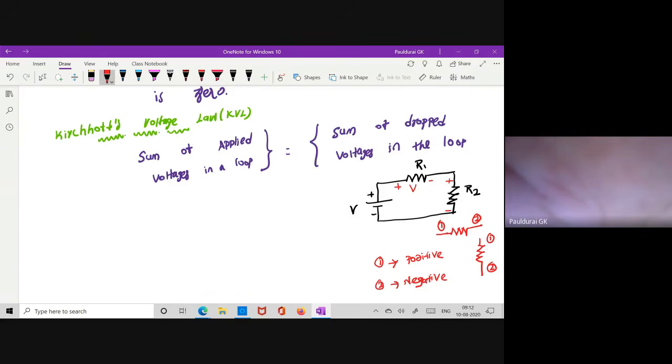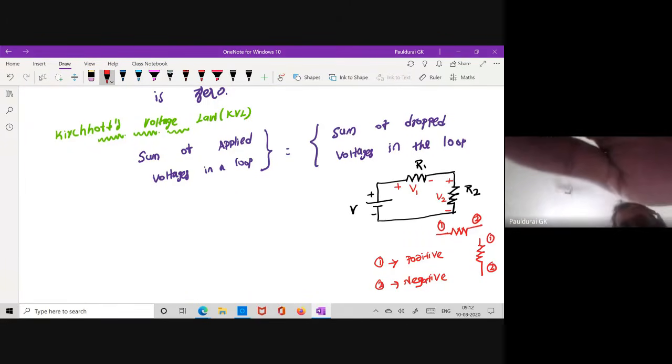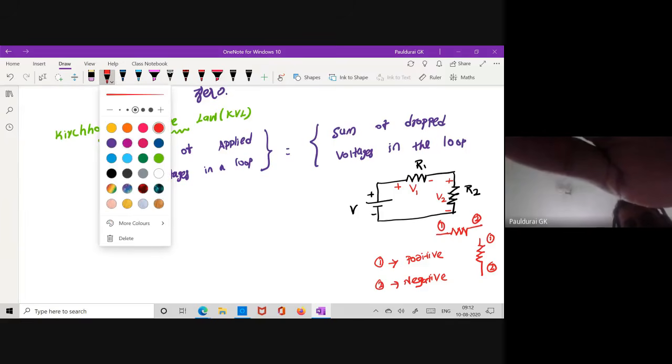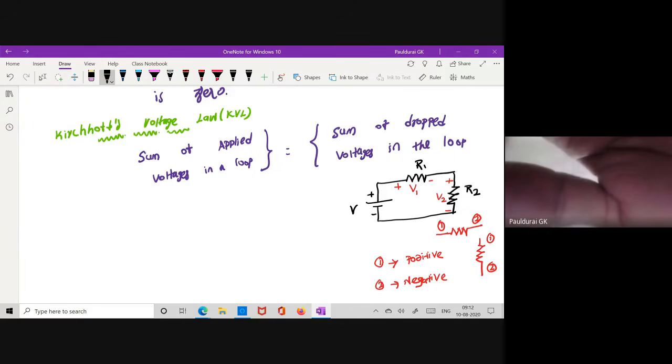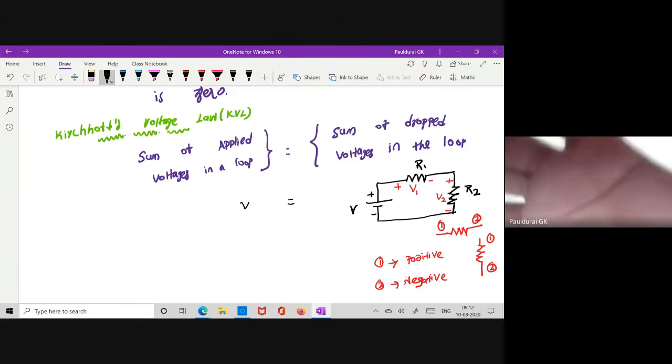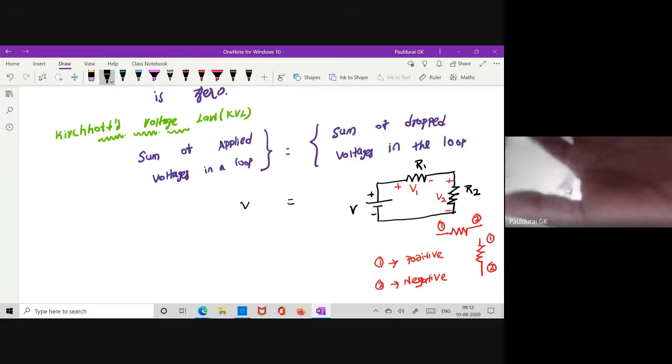So take this as some V1. Take this as some V2. Okay. So now how will you develop a KVL equation for this loop? Okay. So the applied voltage V is equal to the sum of the dropped voltages. You are applying some voltage V that must be dropped across R1 and R2. So if you add these two voltages, automatically you will get the applied voltage. What is the voltage drop across R1 as per my notation? That is V1 plus this is V2. Okay, take this as equation number 1.